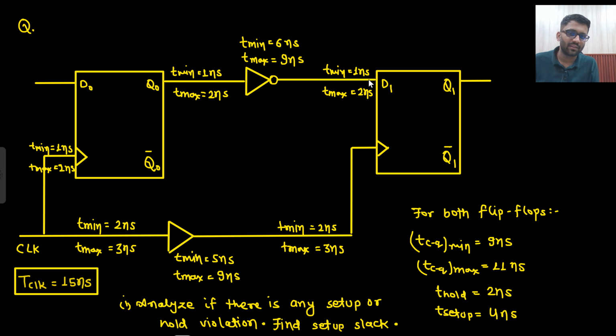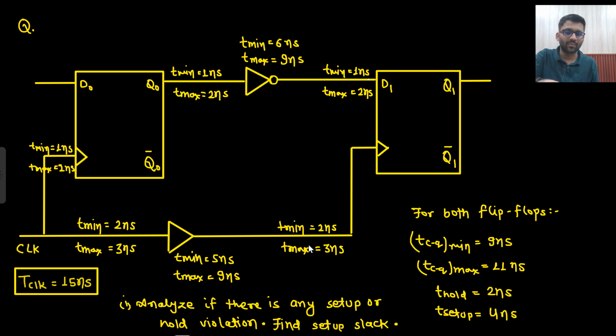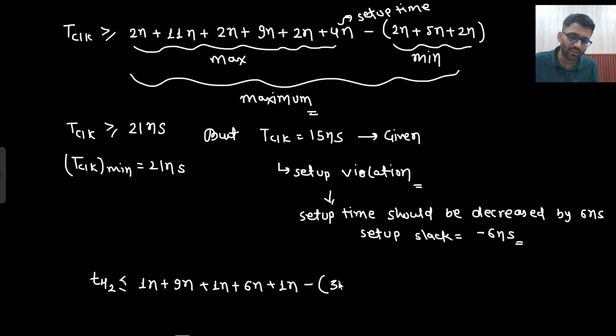Now I have reached here. I do not require any setup margin. I will just subtract the skew. So what am I going to subtract, maximum or minimum? Maximum, because I want this complete value to be minimum. So I will subtract maximum now: 3 nanosecond plus 9 nanosecond plus 3 nanosecond.